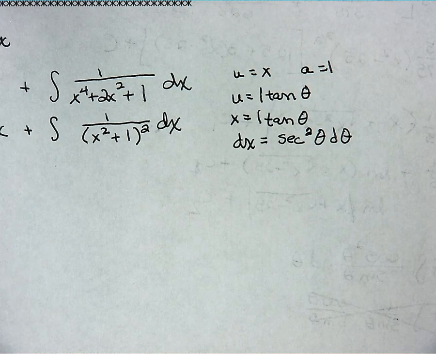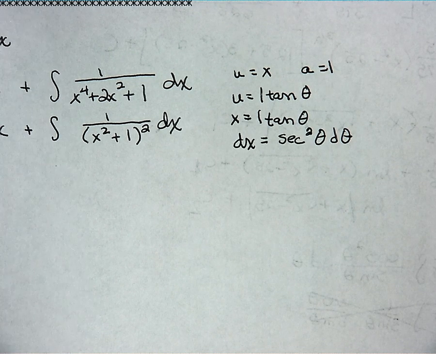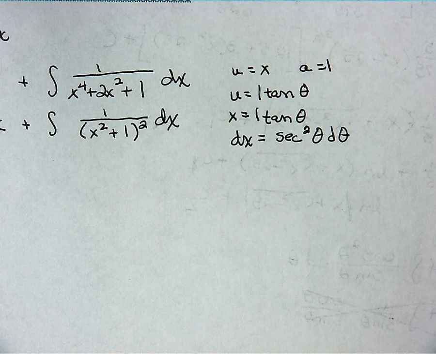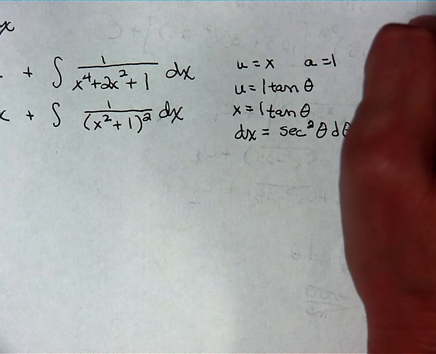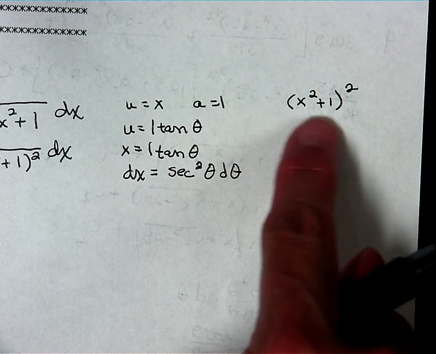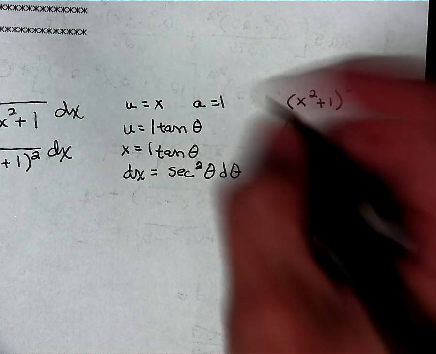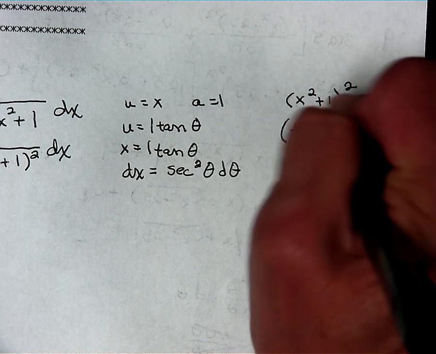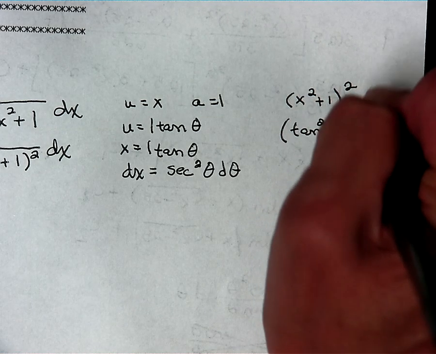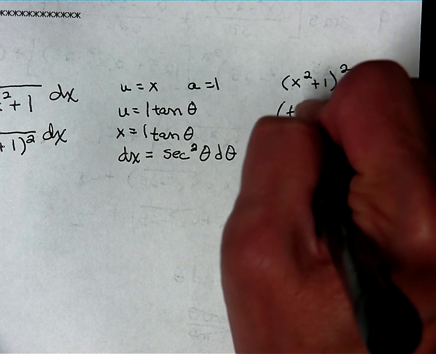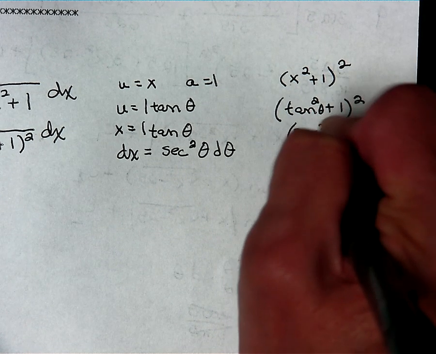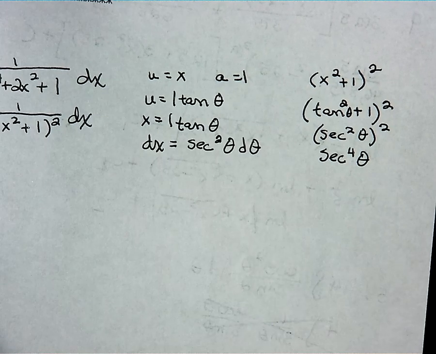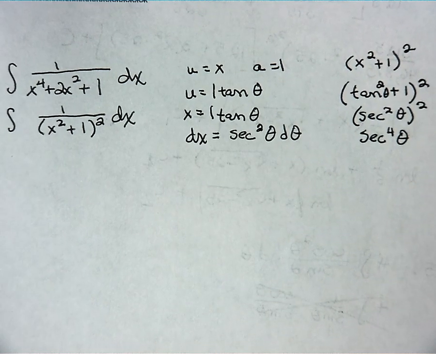Do I need anything else before I substitute? I think so. I could get the x squared plus 1. I'm going to go ahead and do the whole denominator: x squared plus 1 squared. X squared plus 1 would be tangent squared plus 1, squared, better known as secant squared. Ooh, I lost my theta. Alright, that's the whole denominator.